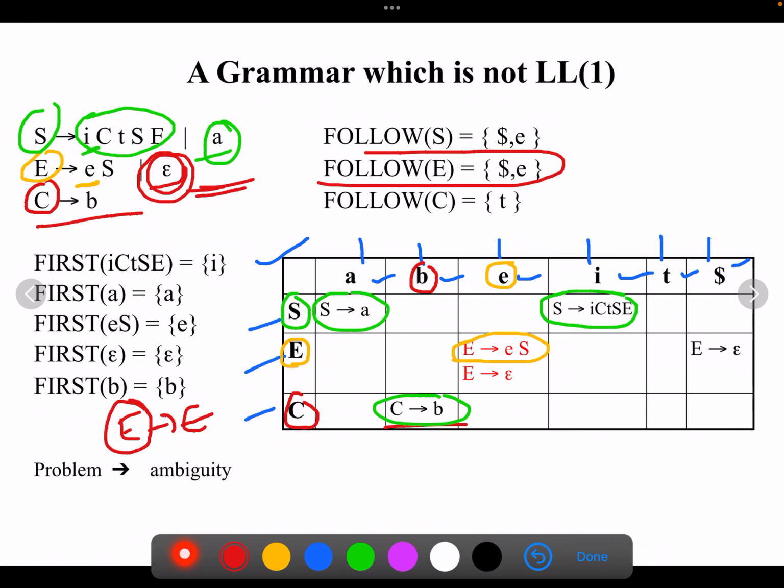While doing this, we got to know that first of E is having an epsilon, therefore since it is having an epsilon, this epsilon production, that is E produces epsilon, is to be filled for follow elements of E. Follow elements of E are these two. Therefore, E on dollar you are filling epsilon production. Similarly, E on E is another element, there also you are filling epsilon production. Okay, so as per the rules of LL1 grammar, every cell must be filled with only a single production, but here it's not a single production, there is more than one production here. Therefore you can conclude that it is not LL1 grammar. Thank you.